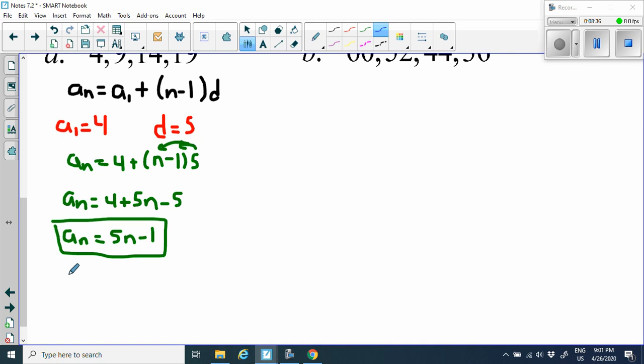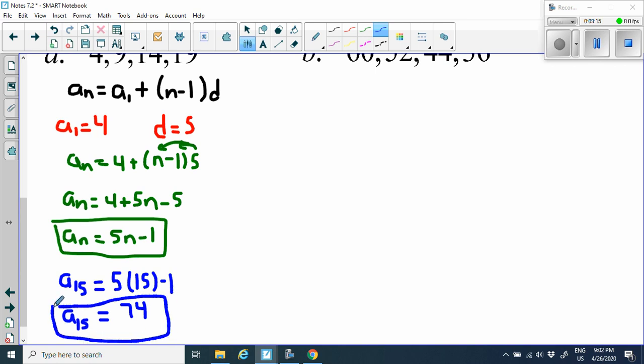Okay, now our last thing that we're going to do is determine a sub 15. So what's going to happen is I'm going to plug 15 in for n into our rule. I'm going to have 5 times 15 and then subtract 1. So that's why it's maybe easier just to put it into this linear equation, because it's easier to figure out our answer here. So our a sub 15, when we simplify this, 5 times 15 gives us 75, minus 1 gives us 74. So that will be our final answer for the second part.